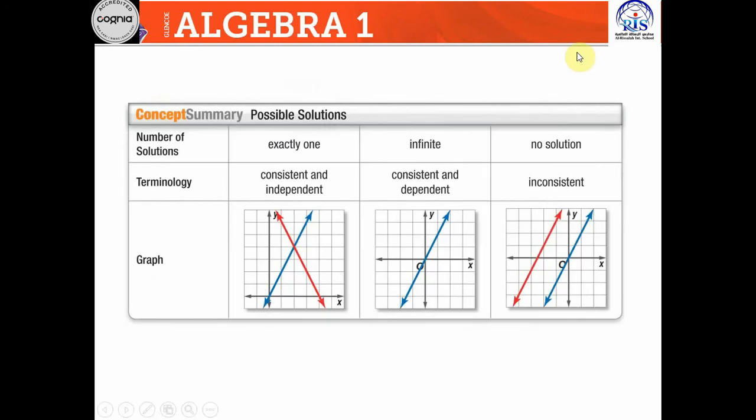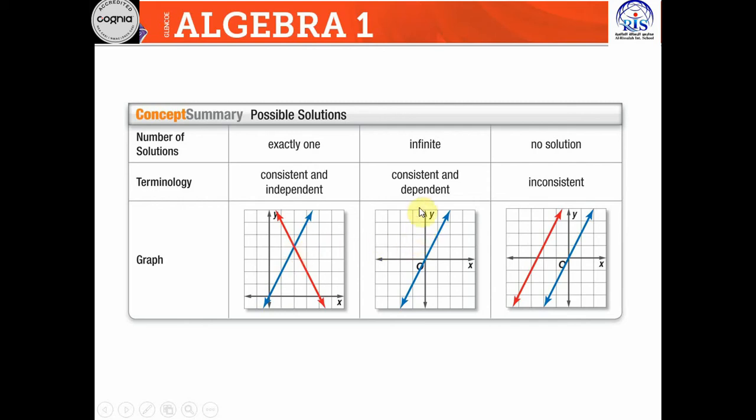In this summary, we can notice that here the two lines are intersecting in one point. Therefore, this system is called consistent and independent. Consistent because it has solution. Independent because it has one solution. Why one solution? Because the two lines intersect in one point only.